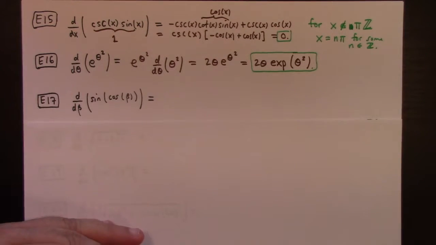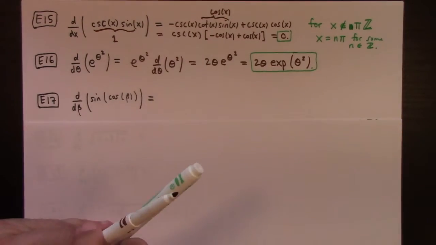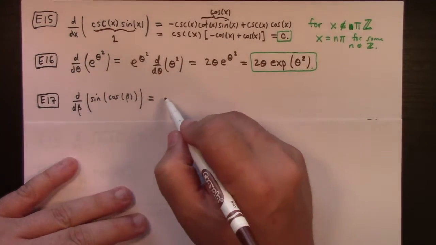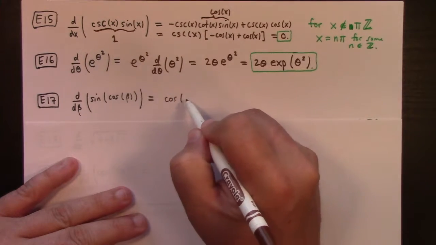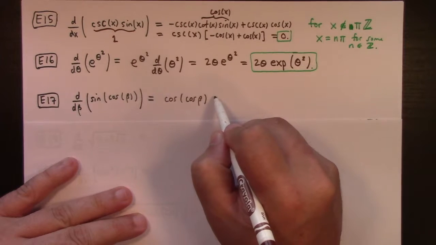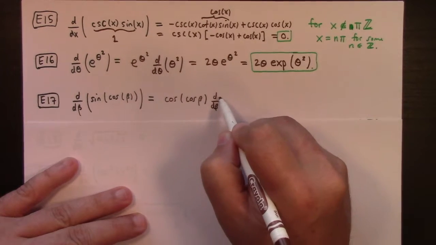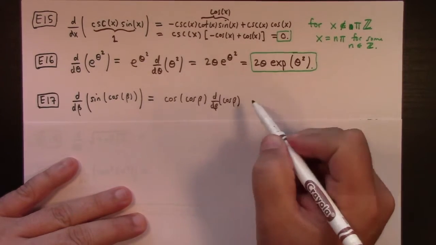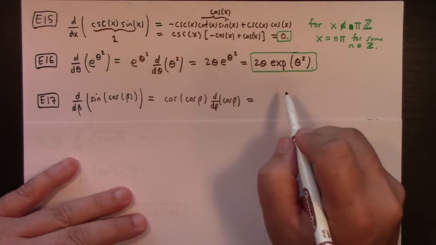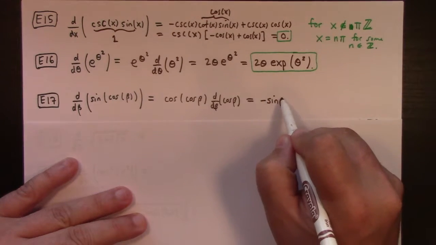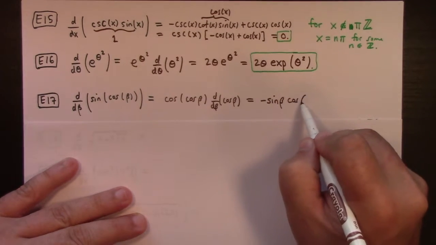All right, next one here. Derivative with respect to beta of sine of cosine of beta. So the outside function is sine, so that differentiates to cosine. So I've got cosine of cosine beta, right? But then I have to multiply by the derivative with respect to beta of the inside function, right? Of course, this is minus sine beta, and then for reasons of style, I put that at the start of it. So minus sine beta, cosine of cosine of beta.